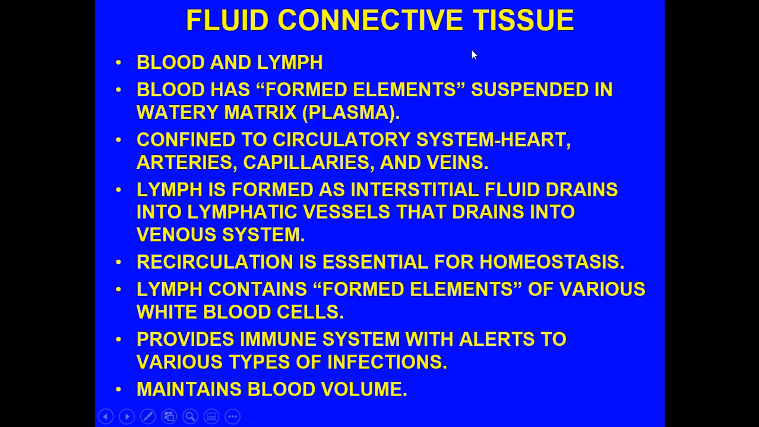Now, what about blood and lymph? Well, if you go back about 20 years ago, they used to still consider blood almost like the fifth connective tissue. They called it sort of a fluid one, but now they just consider it part of the connective tissue. Lymph is the same way. The deal with blood is that it has what we call formed elements, suspended in a watery matrix that we call plasma, right? What are the formed elements? These are the red blood cells, white blood cells, and platelets, okay? Blood is confined to the circulatory system: heart, arteries, capillaries, and veins.